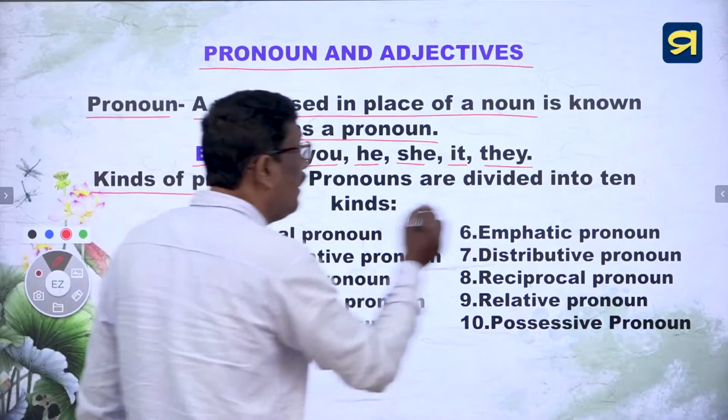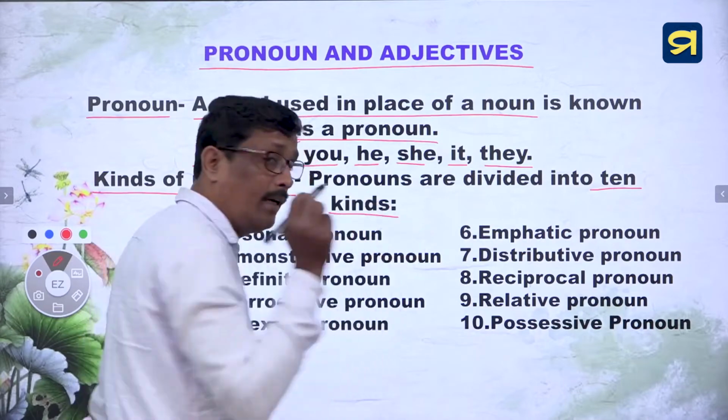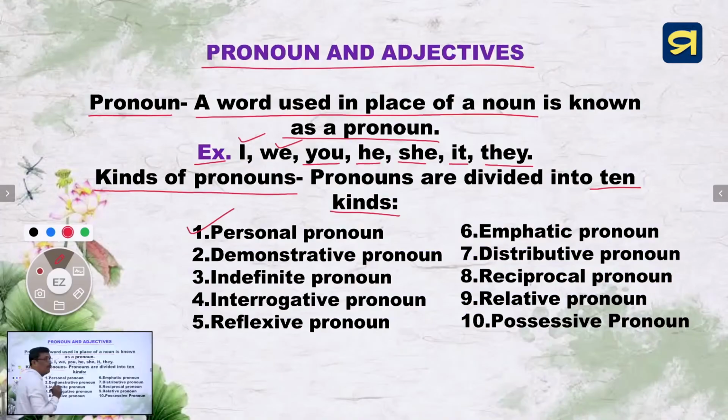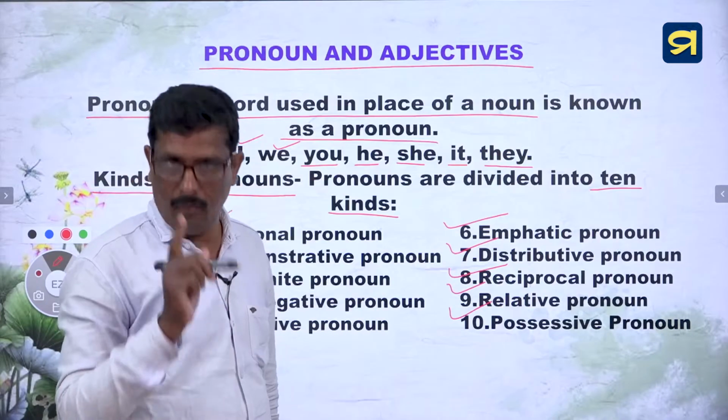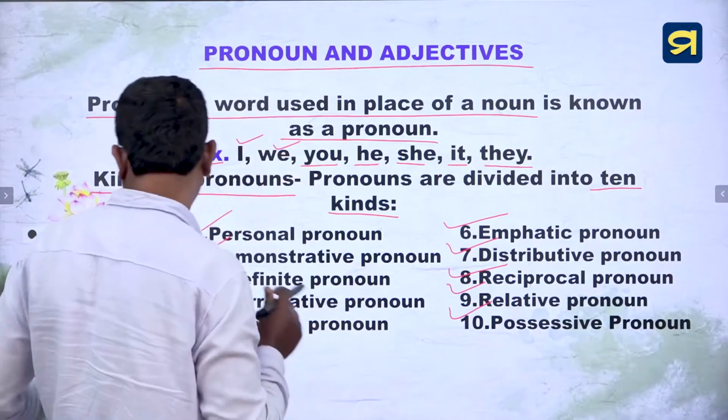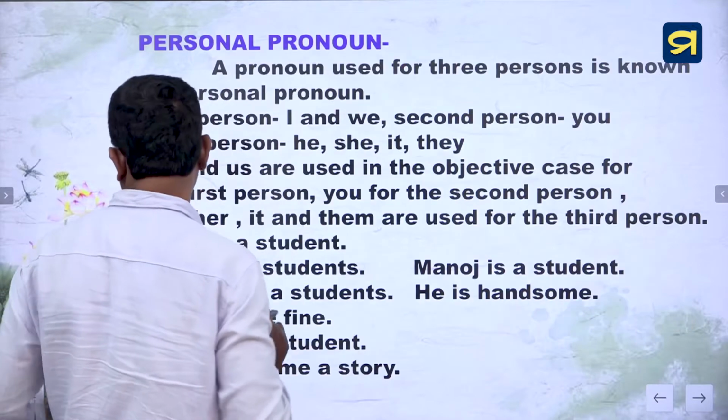Pronouns are divided into 10 kinds. What are they? Number 1, personal pronoun. Number 2, demonstrative pronoun. Number 3, indefinite pronoun. Number 4, interrogative pronoun. Number 5, reflexive pronoun. Number 6, emphatic pronoun. Number 7, distributive pronoun. Number 8, reciprocal pronoun. Number 9, relative pronoun. And number 10, possessive pronoun. So these are the different kinds of pronouns. Right, dear students? Have you understood? Okay, let's discuss one after another.